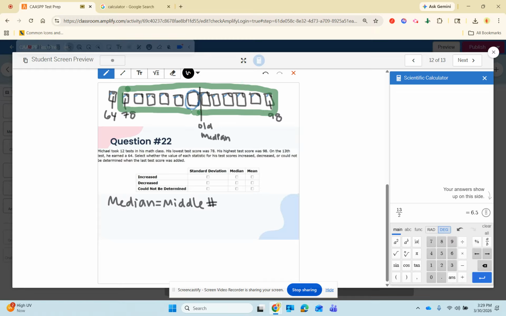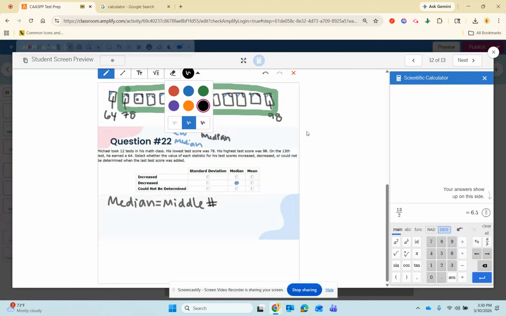But now that we add another value, what's happening to that middle value? Now that we're adding another one, what's the new middle? It should be here, because there's 1, 2, 3, 4, 5, 6 to the left and 1, 2, 3, 4, 5, 6 to the right. So this was the old median. This is now the new median. Again, we don't even need those values. We can just put a little card as a placeholder to remind us of these test scores. So what's happening? It looks like it would decrease. The new middle is going to go down. So for median, we would check it's decreased.